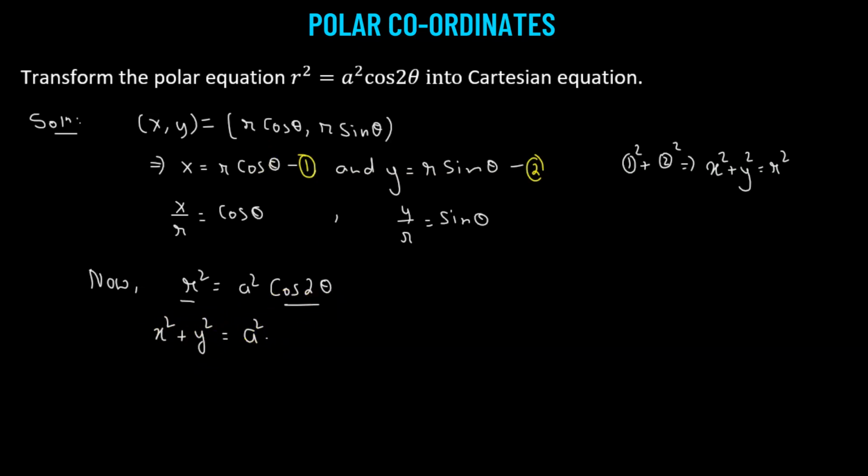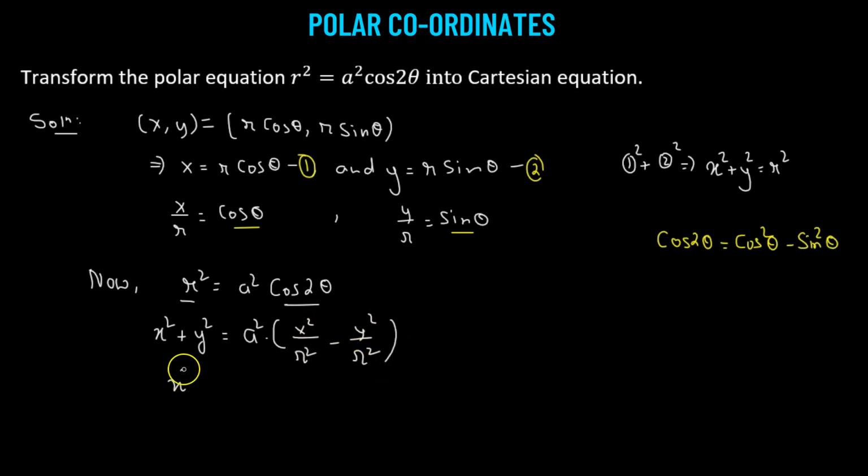Now here we have cosine 2 theta. Cosine 2 theta is a standard trig identity with value given by cosine squared theta minus sine squared theta. The reason why we wrote cosine theta as x over r and sine theta as y over r is so we can use that fact here. So let's replace cosine squared theta with x squared over r squared, and sine squared theta with y squared over r squared.